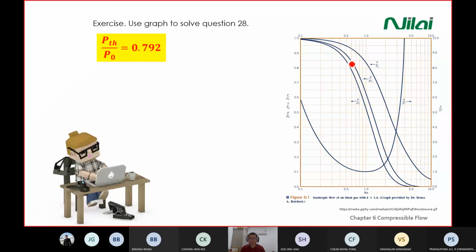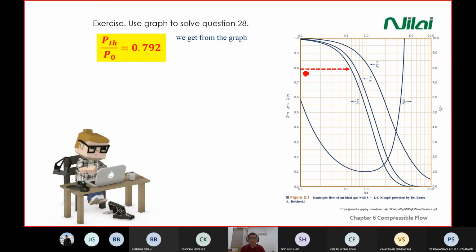So all these lines represent a certain parameter. This line is referring to area. Don't read the wrong line. This special curve is referred to area. This one pressure, this one density, this one temperature. So for example, we use question 28. Let's say you find a pressure ratio of 0.79. So you enter from the left. It's about 0.8. The strategy is once you find the ratio, you enter the graph from the left.